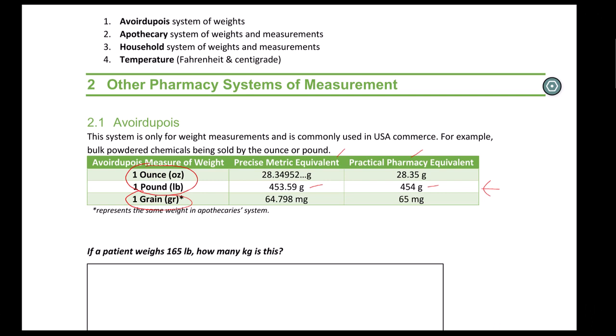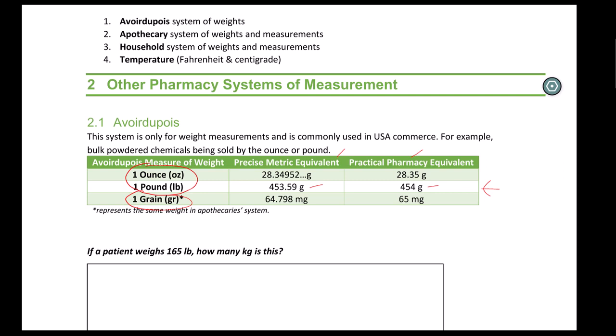and in pharmacy, we typically use the pharmaceutical equivalent. So the numbers could be slightly different depending upon which estimate they're using, the precise one or the pharmaceutical practical equivalent. The last one is grains. This is in milligrams. There's a lot of drugs that are usually seen on the label in milligrams or grams. For solid dosage forms, you will sometimes see grains.